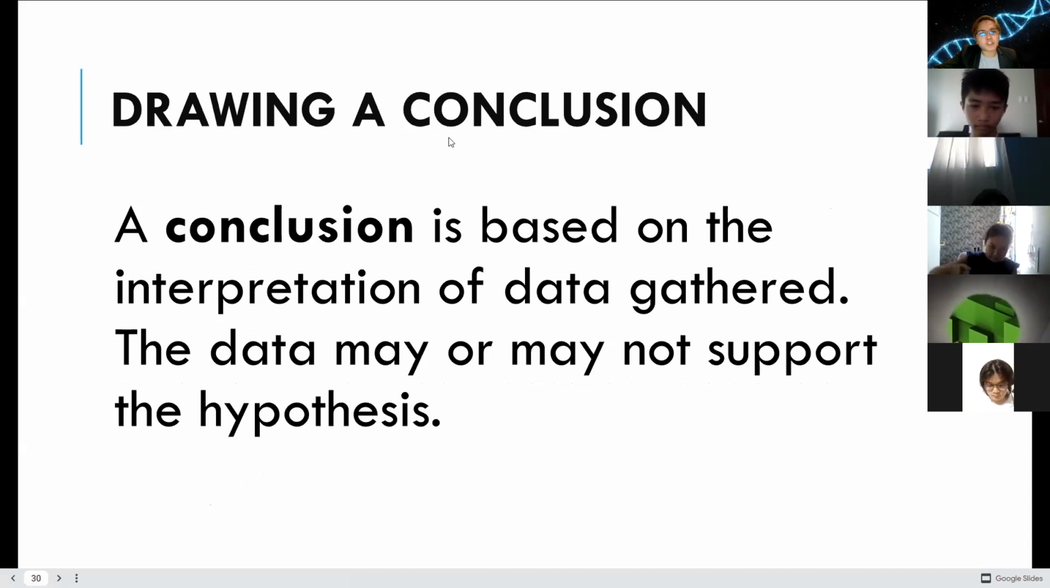We are done with experimentation. That's testing your hypothesis. We are now down to drawing a conclusion. A conclusion is based on the interpretation of data gathered. You cannot actually conclude unless you have interpretation of the data gathered, because this is based on facts, based on the data gathered from the experiment. The data may or may not support your hypothesis. It may accept or may reject your hypothesis.